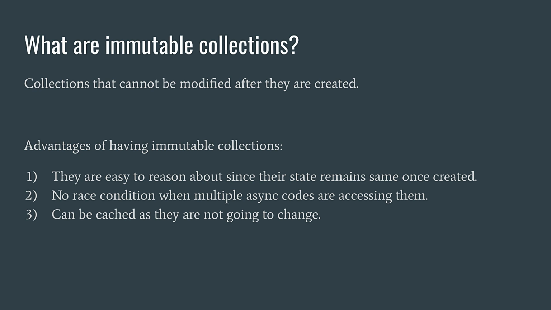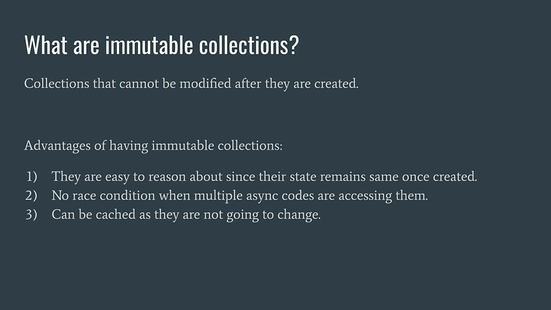Since we have already learnt what an immutable object is and what collections are, let's now understand what immutable collections are. Simply put, collections that cannot be modified after they are created are immutable collections. For example, if you create an unmodifiable list with 3 elements, later you cannot change it. You cannot add, remove or clear it. The same goes for set and map.